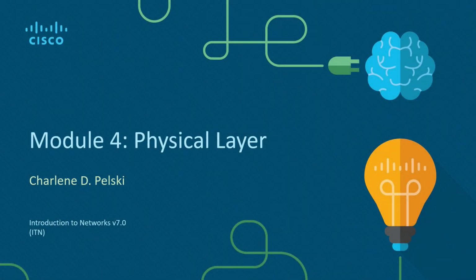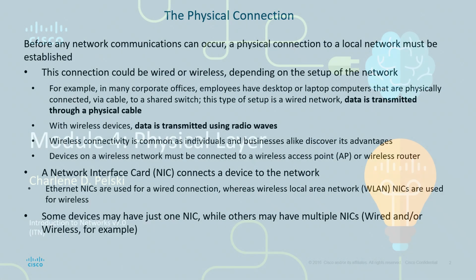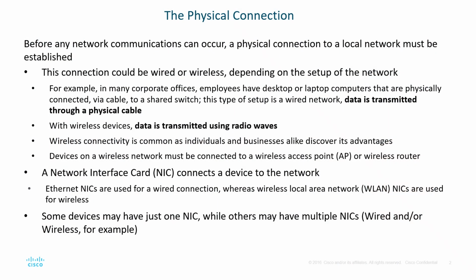Hello. Today we are talking about Module 4, which is the physical layer. Before any network communication can occur, a physical connection to a local network must be established. This connection could be wired or wireless, depending on the setup of the network.